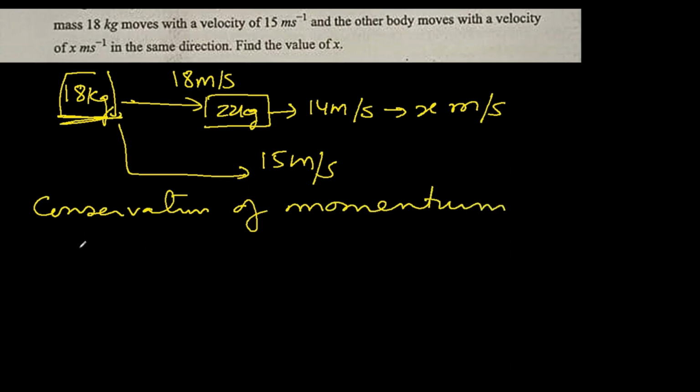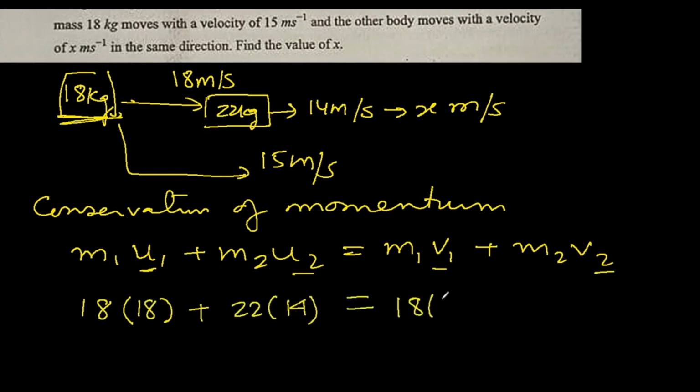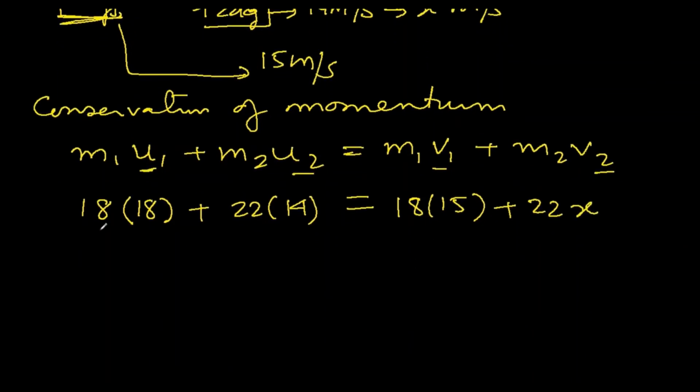According to conservation of momentum, m1 u1 plus m2 u2 equal to m1 v1 plus m2 v2. This is the initial velocity u for m1, it is initial velocity for m2, and these are final velocities. And we know everything. So 18 times 18 plus 22 times 14 equal to 18 times 15 plus 22 times x. So we can see x is the only unknown parameter here, rest everything is okay.